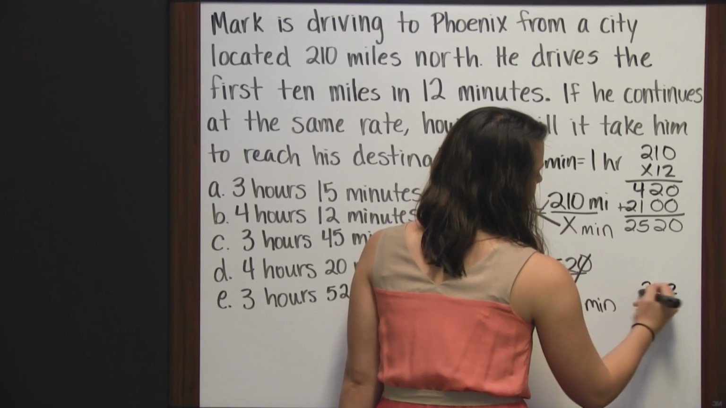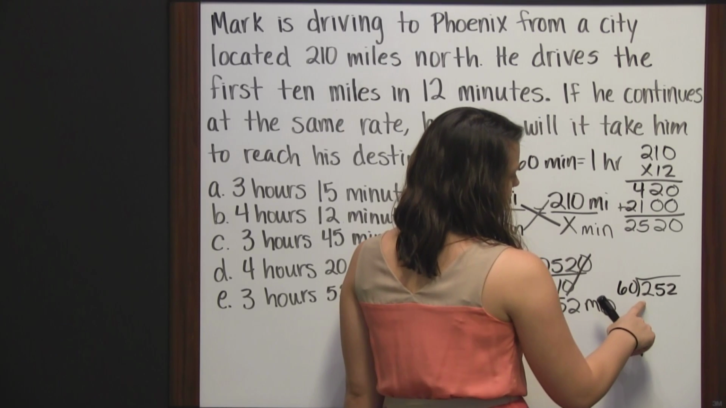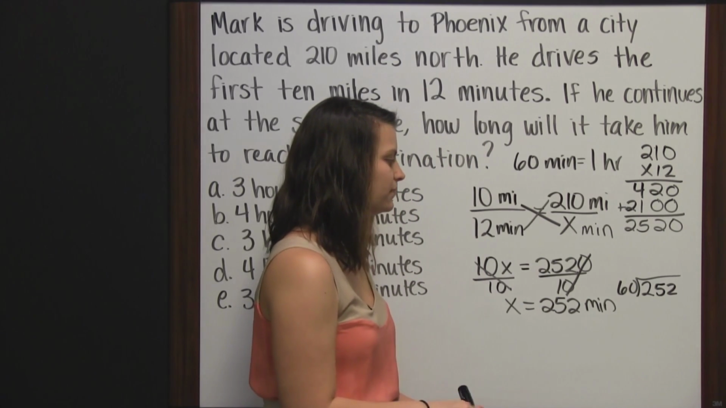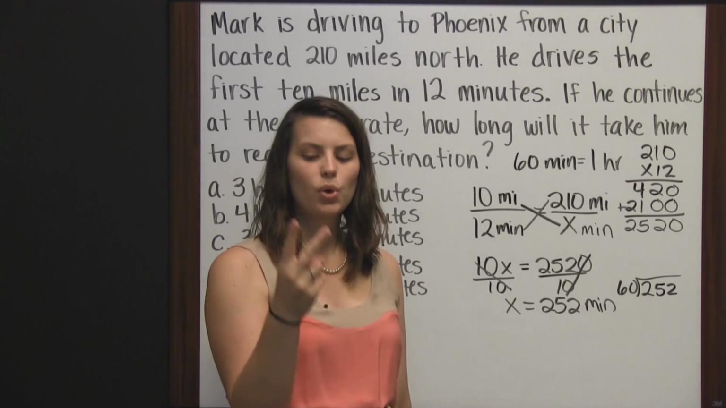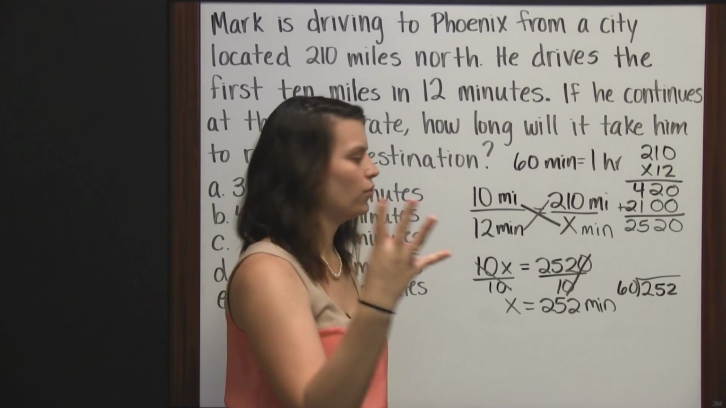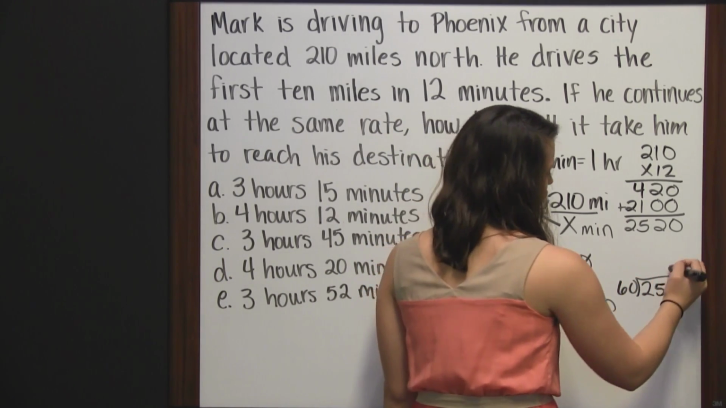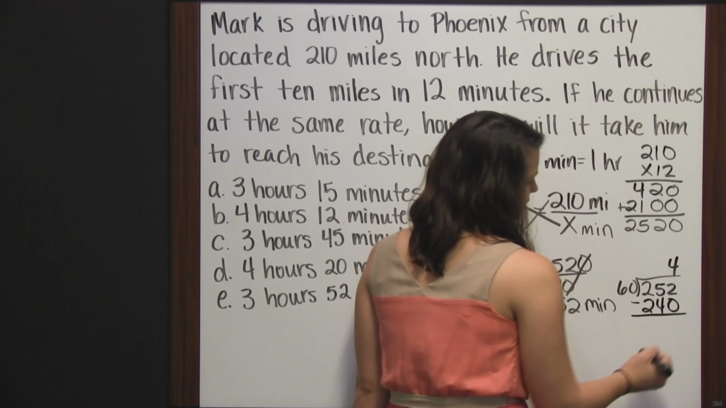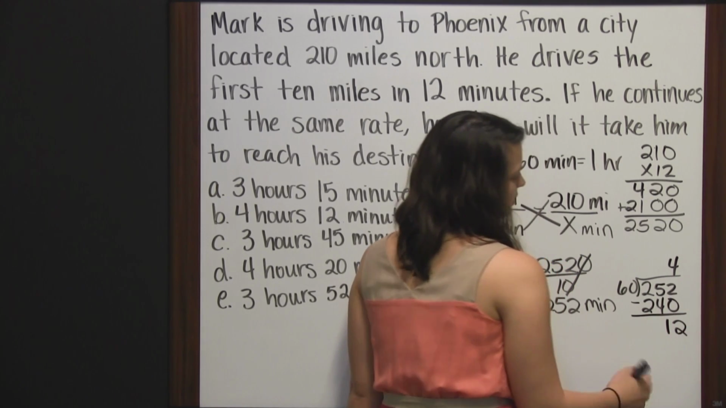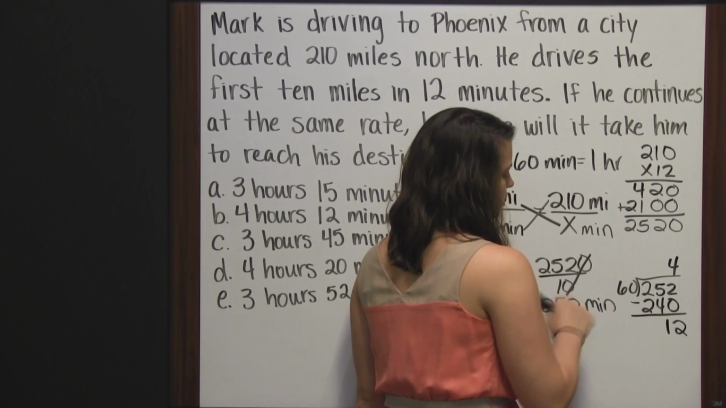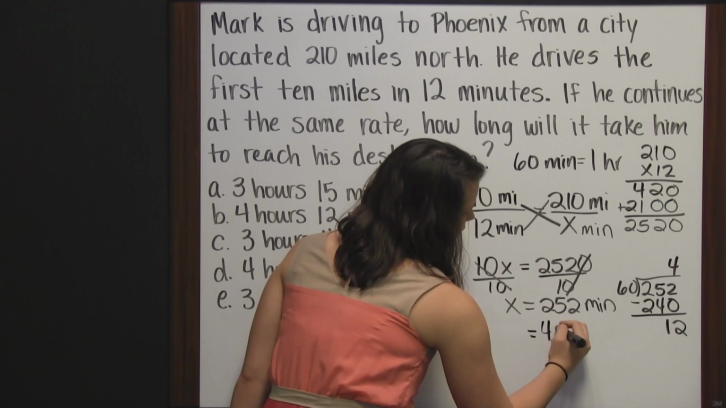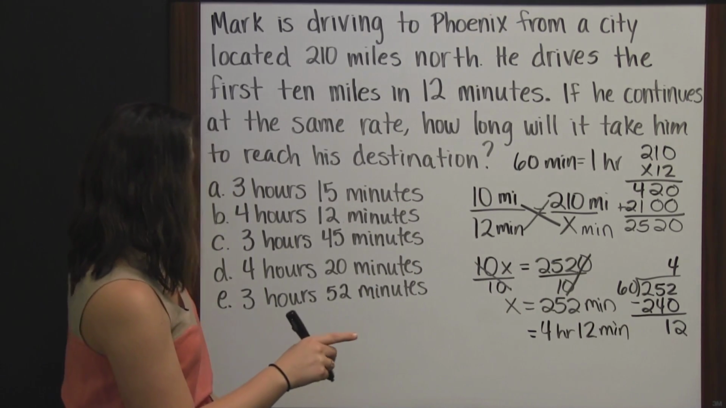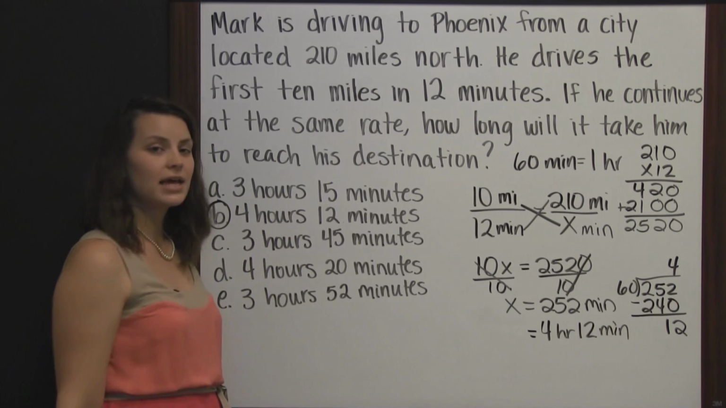So 252 divided by 60. So 60 does not go into 25. 60 goes into 252. 60, 120, 180, 240. So 4 times, because 4 times 6 is 24, and 4 times 60 is 240. We subtract, and we get 12 that's left over. So that means 252 minutes is 4 hours and 12 minutes left over. So that is answer choice B, 4 hours and 12 minutes.